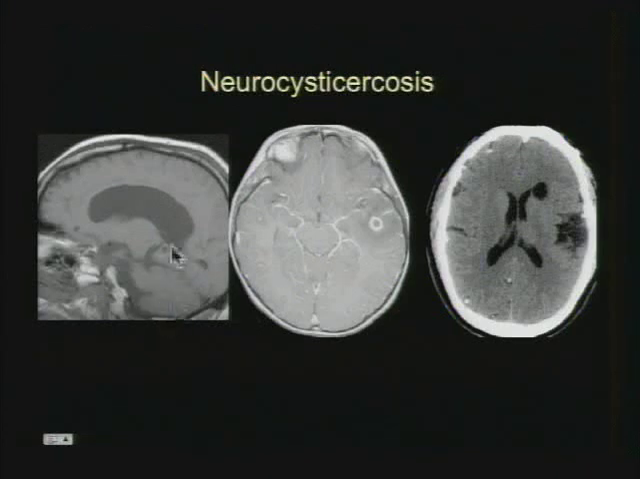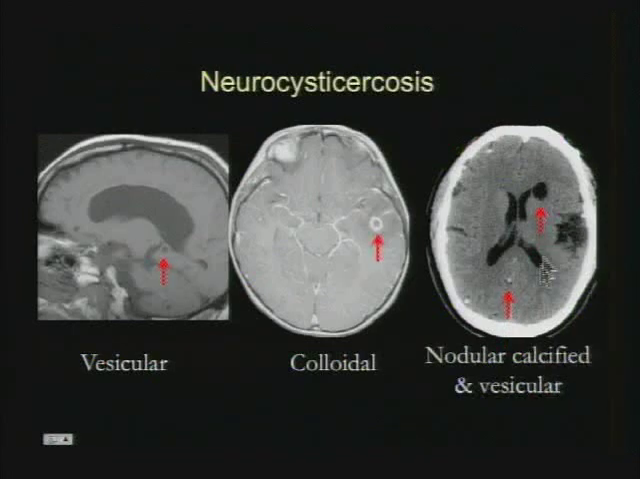So you can see here multiple cysts with a central dot, and this is a vesicular stage, no edema. Here's the colloidal stage. You can see the ring enhancement and the surrounding T1 hypointensity compatible with edema. And here you have both the vesicular and the nodular calcified stage.